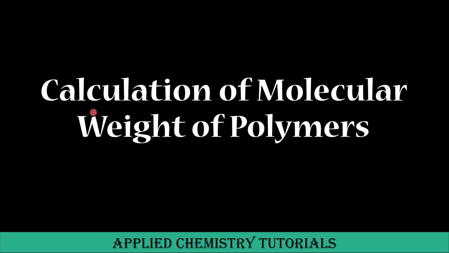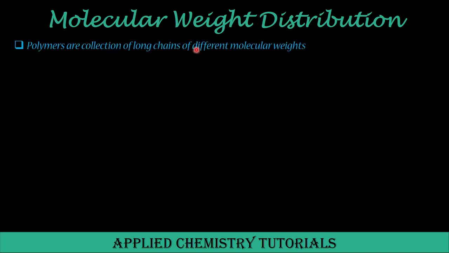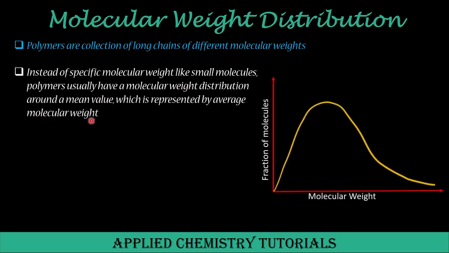Today we will talk about calculation of molecular weight of polymers. We'll start with molecular weight distribution. Polymers are a collection of long chains of different molecular weights. Instead of a specific molecular weight like small molecules, polymers usually have a molecular weight distribution around a mean value, which is represented by average molecular weight. The molecular weight distribution of a polymer is represented by a Gaussian distribution.